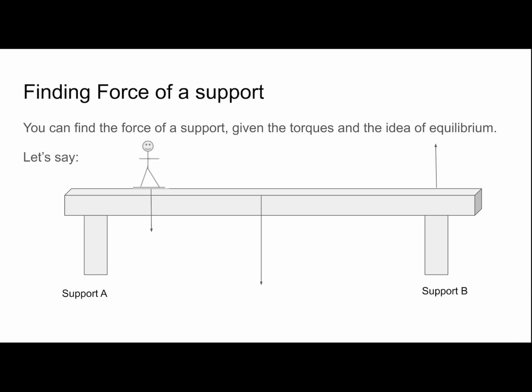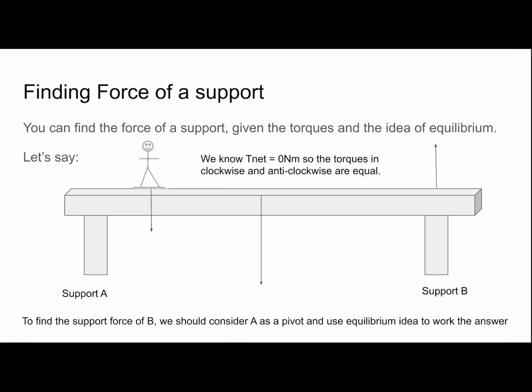So the net torque equals 0 Newton meters. This is our very key information. So clockwise torque equals anti-clockwise torque. Let's say we want to find the support force of B. We should consider A as the pivot and use equilibrium ideas to work it out. I'll explain why we use A as the pivot. It might be confusing for now, but I'm going to explain it in the next slide, okay?